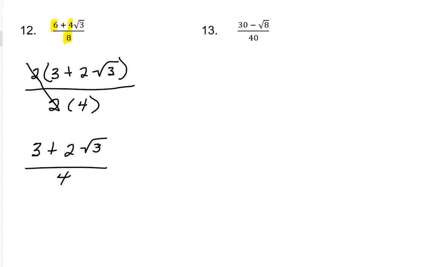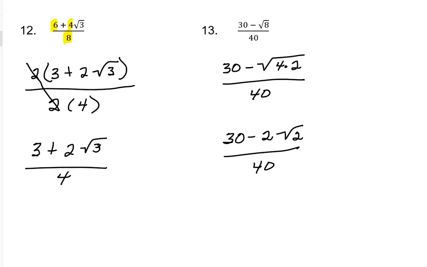Okay, problem 13. The first thing I want to do is see if I can simplify that square root of 8. And I can. There's a perfect square that goes into 8, and the perfect square that goes in there is 4. So I'm going to have the square root of 8 broken up into the square root of 4 times 2. So the square root of 4 is 2.